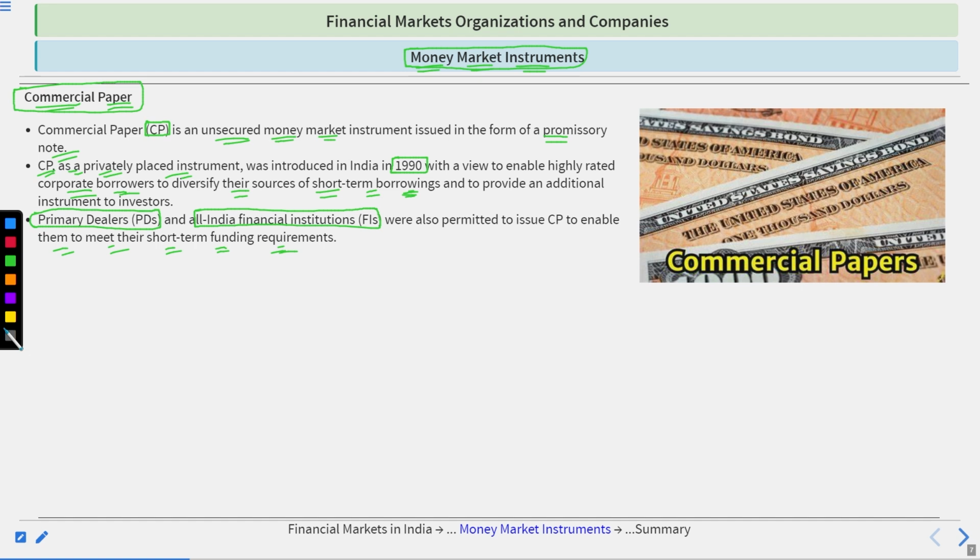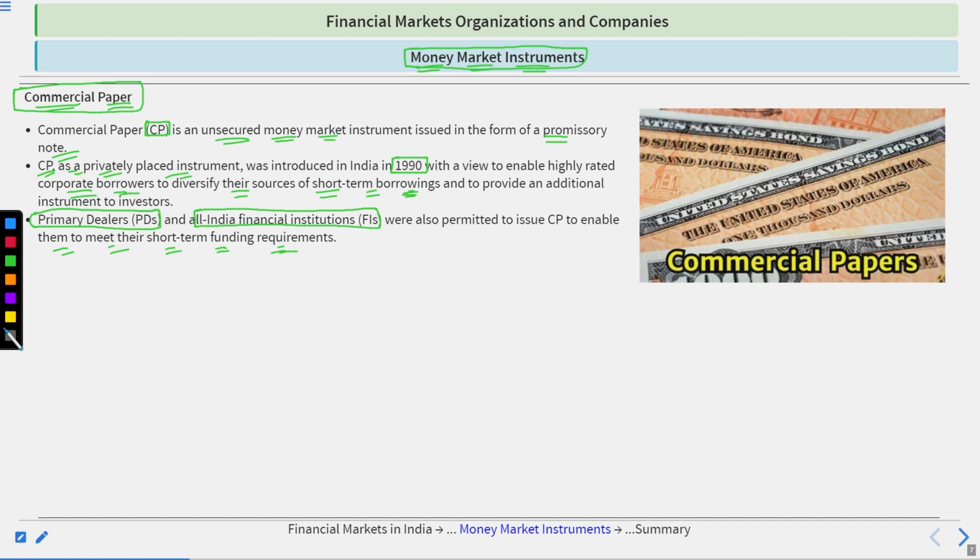The person who purchases this commercial paper will give 10 lakh to the XYZ company, and in return the XYZ company will give some interest rate to the person who purchased it. After a certain period of time, which is what we call the maturity of the commercial paper, the company XYZ will repurchase the commercial paper and the person will get his 10 lakh rupees back in written form.